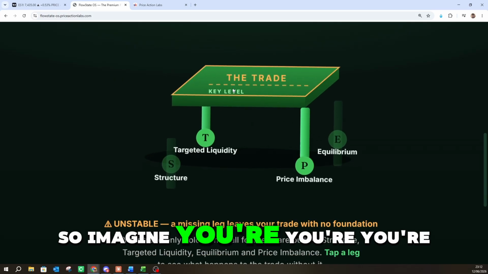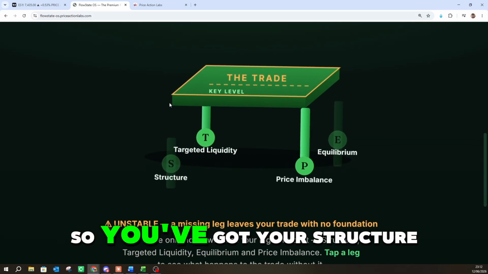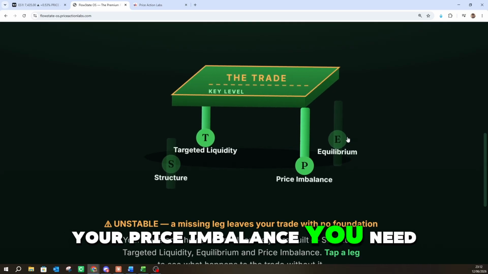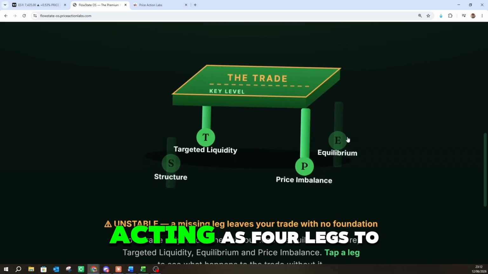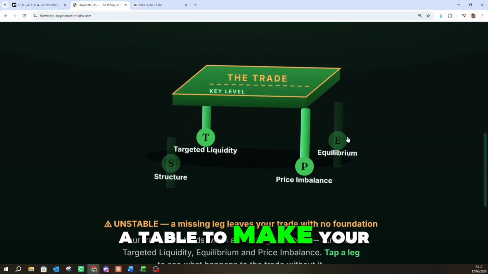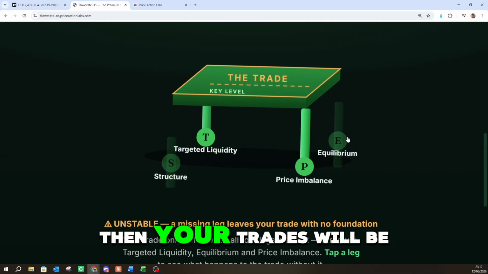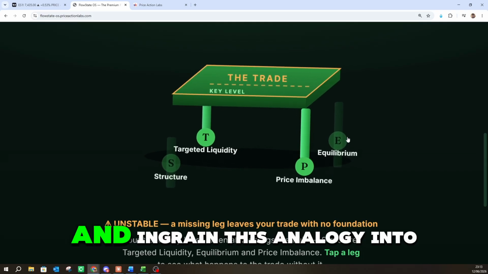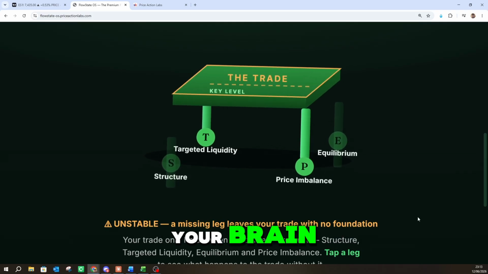So imagine you're building a table. You've got your structure, your targeted liquidity, your equilibrium, your price imbalance. You need all four of them acting as four legs of a table to make your trades stable. If the table is unstable, then your trades will be unstable. So it's very important that you really buy into this and ingrain this analogy into your brain.